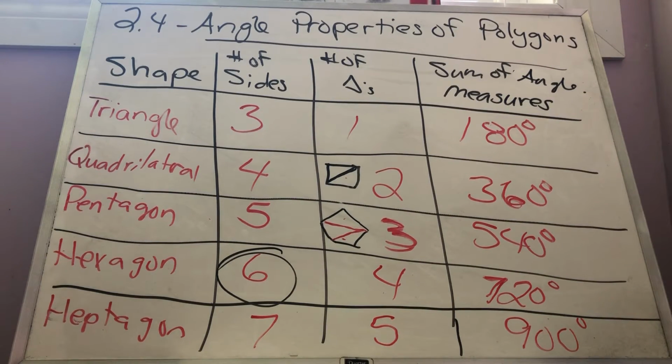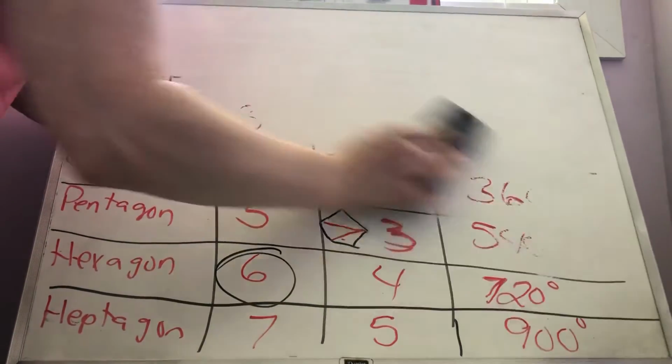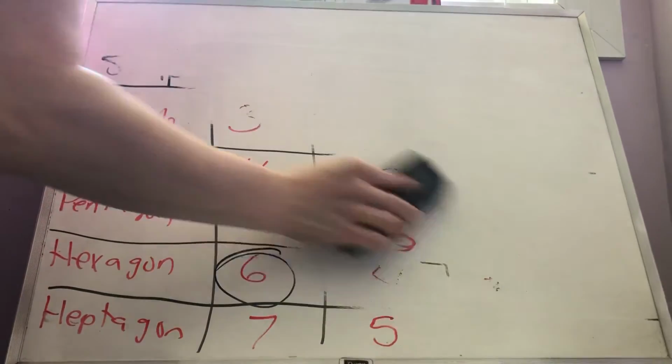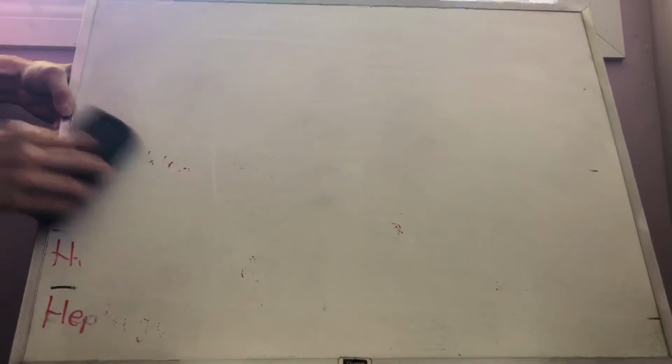All right, so we'll try a different shape. We'll try a larger one. So sometimes they'll give us pictures, or sometimes they'll just say a shape with X amount of sides. This is such and such.